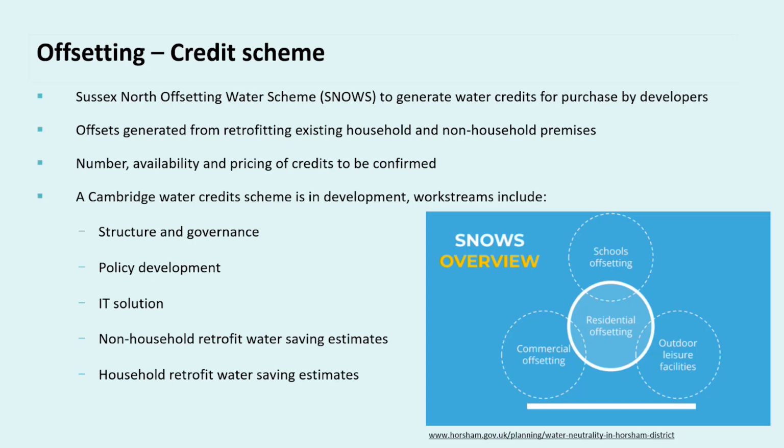And the number, availability and pricing of credits is still to be confirmed. So developers have been waiting a long time and are still waiting. The original intention, I think, was to price credits at around £9 per litre. However, market forces have resulted in the development of private mitigation schemes in Sussex North, and they're charging upwards of £50 to £100 per litre. It's an astonishing number, and some of them are selling at that price. This is hampering the generation of credits for the SNOWS scheme because developers are willing to pay housing associations large co-payments for access to their properties.